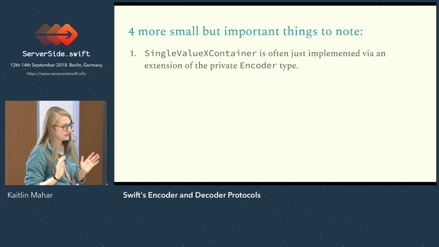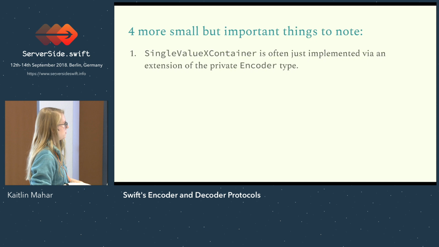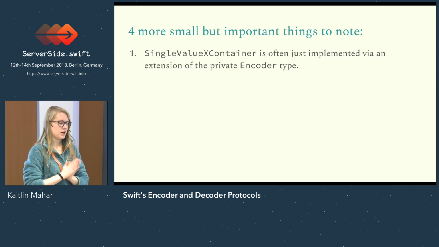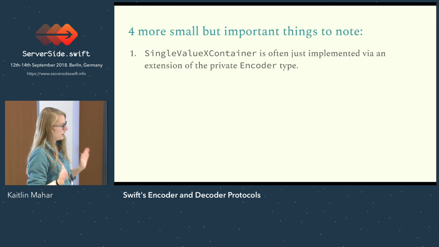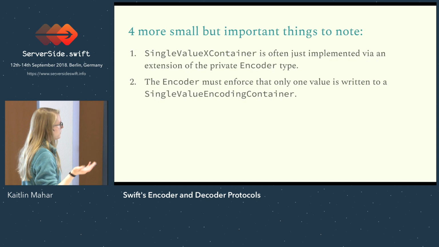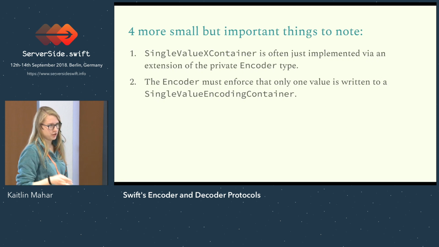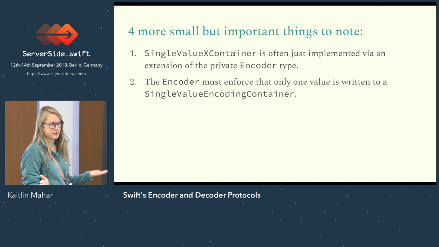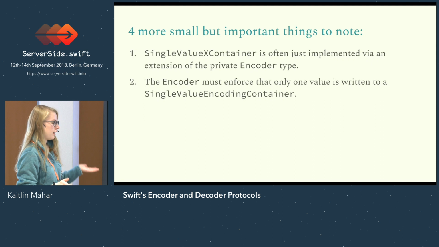You'd have to look into the JSON code a bit more to see why. But the point is, you don't necessarily have to write a separate type for every single protocol that is required by this ecosystem. Additionally, as I mentioned before, you have to make sure that only one value gets encoded to a single value encoding container. That's not something the protocol enforces for you. You just have to do that.